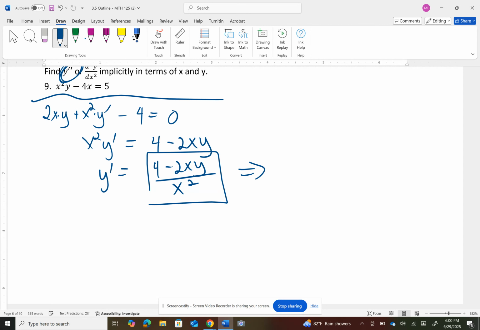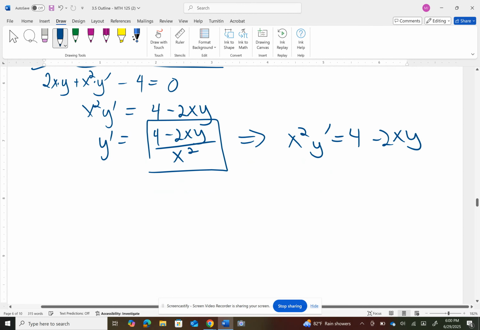I like to bring that x squared back over by multiplying it on both sides. I like to back up a step. I'd like to do my second derivative from here, where I don't have to use the quotient rule. I can just use the product rule. And then I'm going to be thinking about taking that and just going one more time.